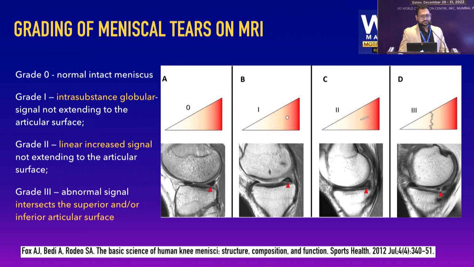You must have seen that on the MRI reporting, there are various signals they have mentioned, that is the grade 1, grade 2. So what exactly are these grade 1 and grade 2 signals? Grade 0 is where you will not be able to see any signal. In grade 1, there will be an intrasubstance globular signal without extension into the articular surface. Then comes the linear increased signal, that is grade 2, without extension into the articular surface. And comes grade 3, where the articular surface is involved.